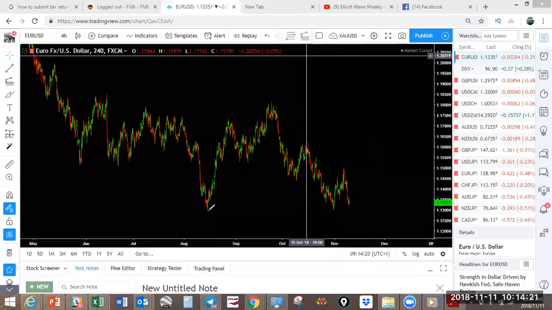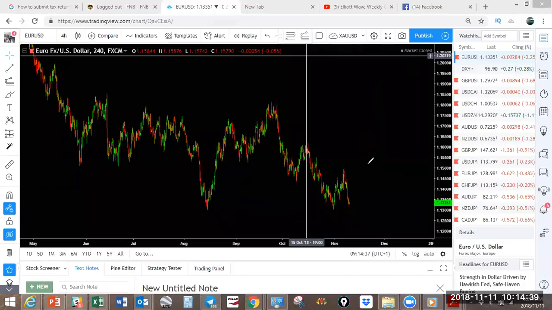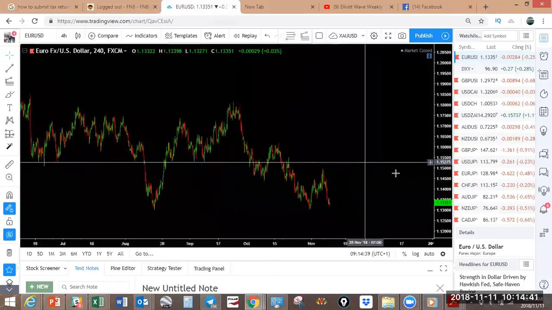So what will that mean? Coming up here and breaking down below here will simply give you a different structure. So that is very likely possible. It can give you an expanding flat or a running flat, which can even turn here. But for now, what is the next available move to trade? That is forecasting a number of waves ahead, but what is the next available move?